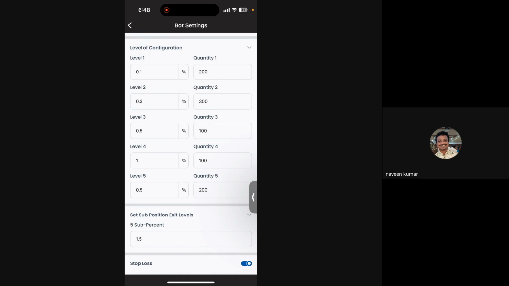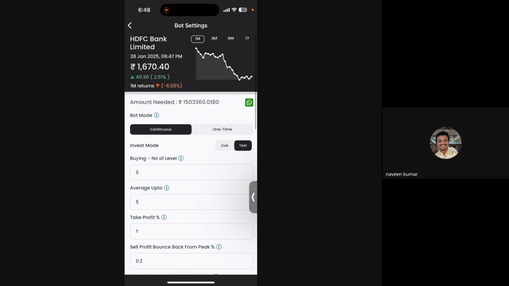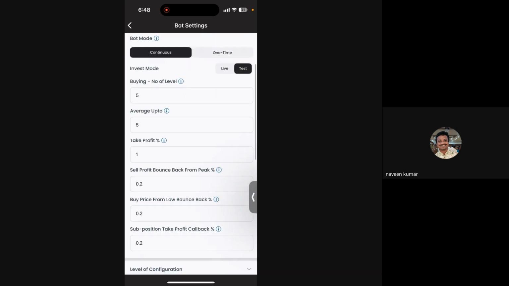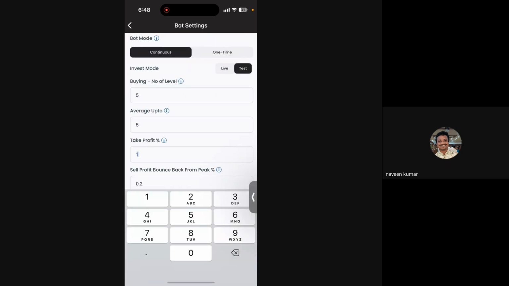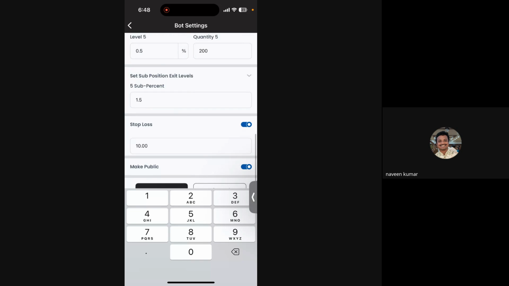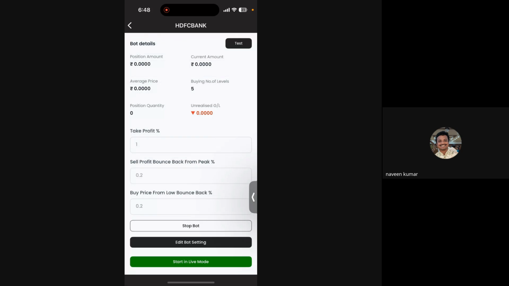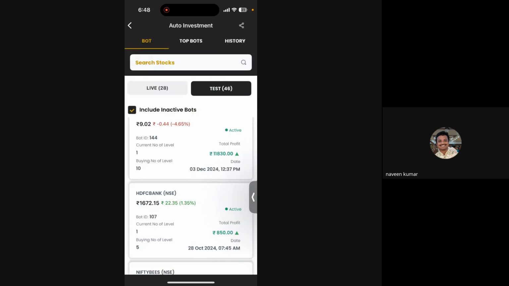You might have seen HDFC has not been moving for many years, right? So it's good to accumulate whenever it comes down to 1580 or 1430 or even 1610. It is good to accumulate these kinds of stocks during a downtrend, and whenever there is a bounce back, it will keep booking a profit of 1% for me. You can just check it out. I have kept the stop loss as 10%. I have made it public as well. So this is all about the bot, guys.